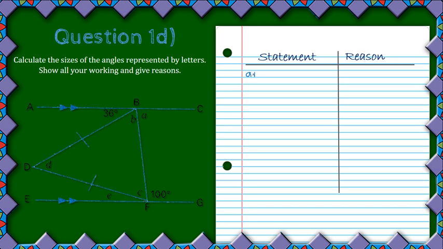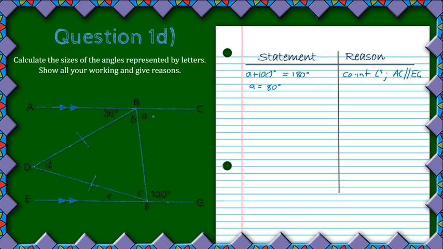So I'm going to say A plus 100 degrees is equal to 180 degrees. My reason is co-interior angles, and I have to state which lines are parallel. AC is parallel to EG. Alright, so now this is easy to solve. A will then just be equal to 80 degrees, since we take the 100 over and subtract it on the other side. Alright, now for B.